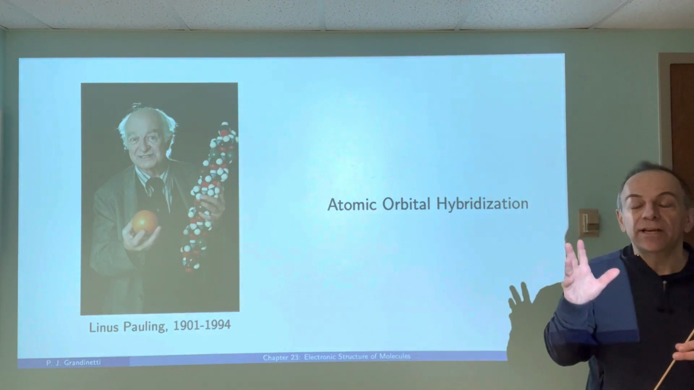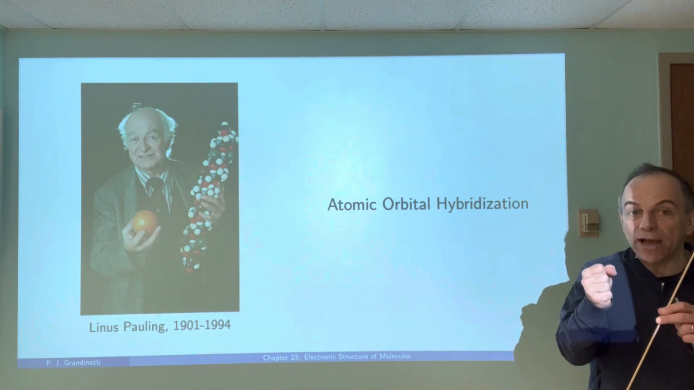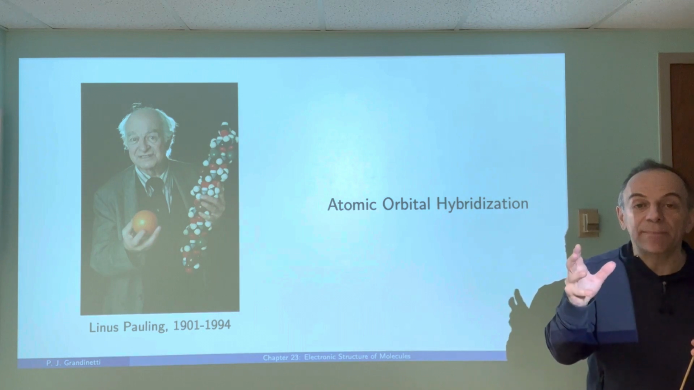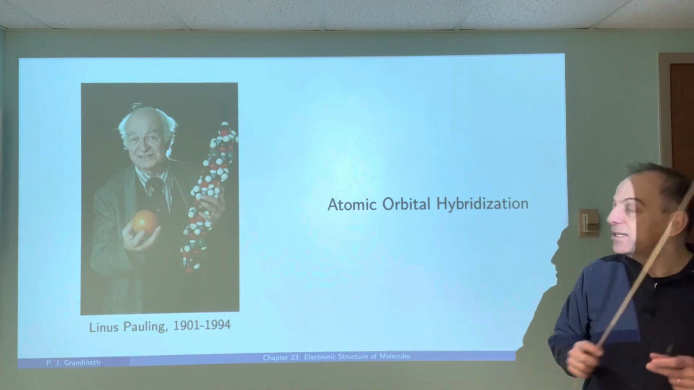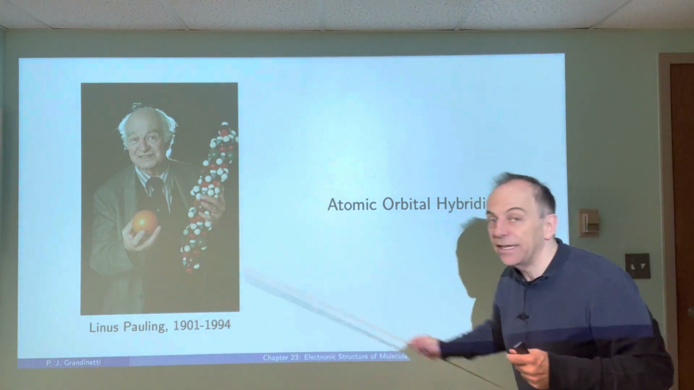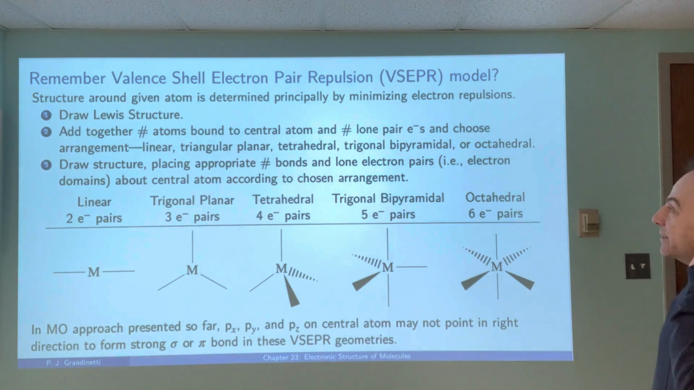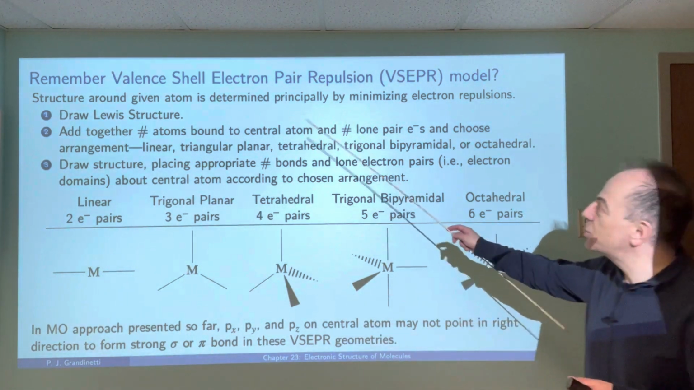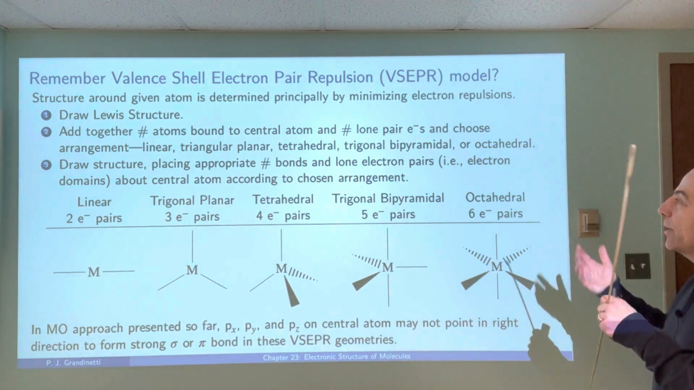But now we come to an issue where if we want to describe polyatomic molecules, where we have a central atom and multiple bonds sticking out of that one central atom, how do we deal with the construction of those molecular orbitals? And this was an issue that was addressed early in the development of quantum mechanics by Linus Pauling. Now, to understand this, let's go back to the VSEPR model. If you remember this valence shell electron pair repulsion model that you learned in general chemistry.